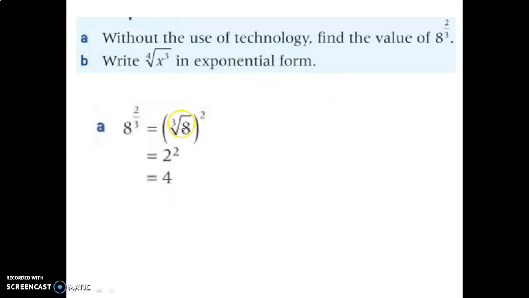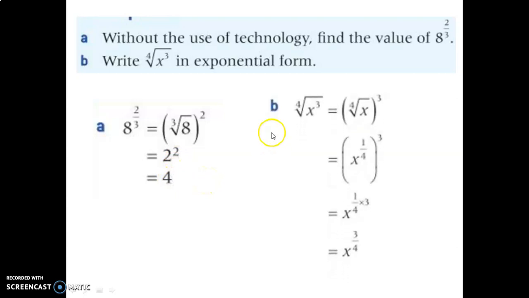Okay, for a, check your work. So using the rules of roots we just learned, that can change into that, which becomes this, because the third root of 8 is 2, squared is 4. Try b. That written in exponential form, well, maybe you just look at it and jump right to there. Here it shows some steps along the way, but there's the answer there.